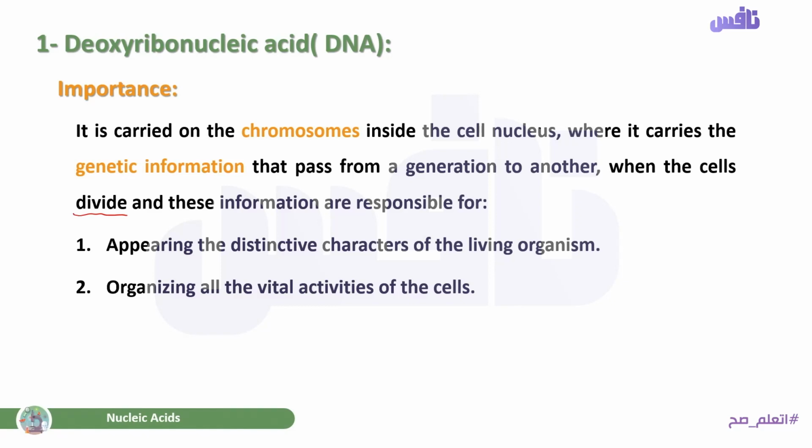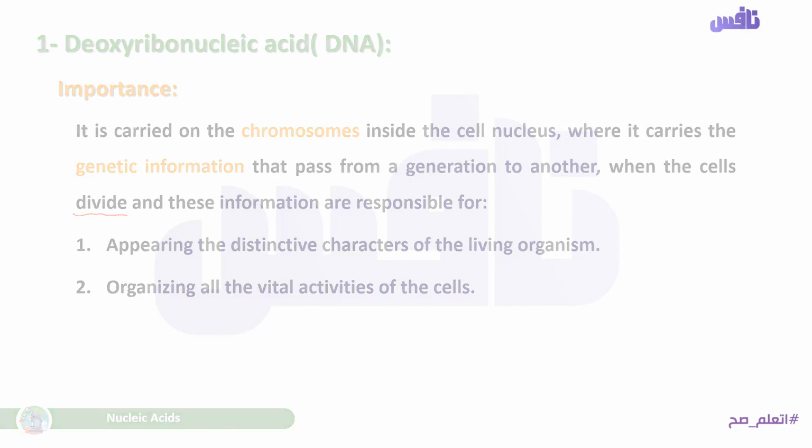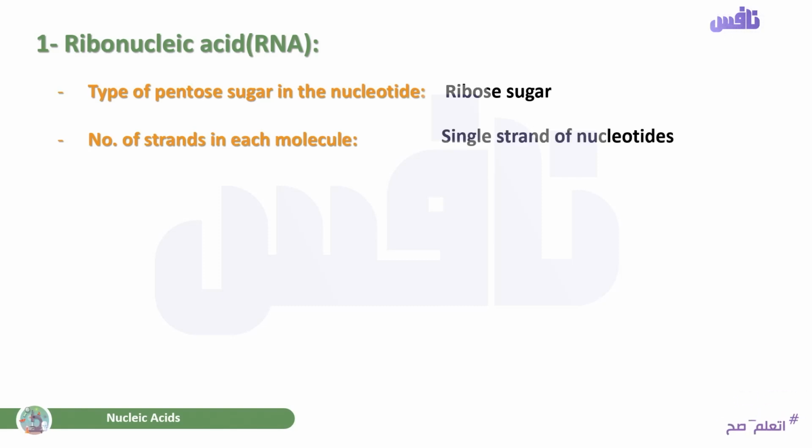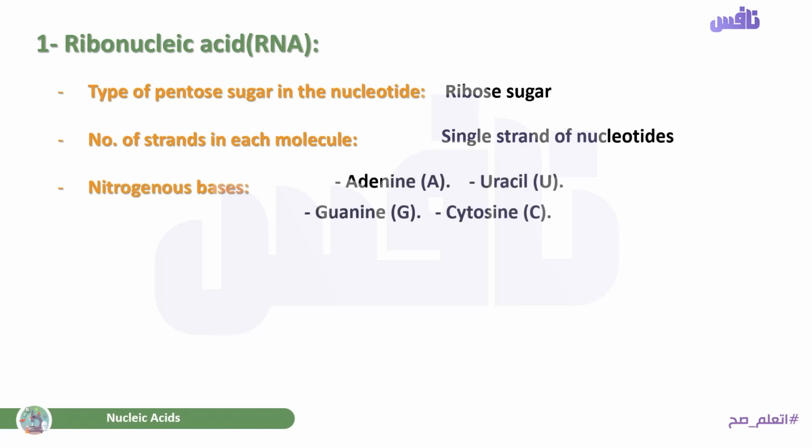And now we learned everything about DNA or deoxyribonucleic acid. So the ribonucleic acid, RNA, what is the type of pentose sugar in the nucleotide? It's a ribose sugar. And what's the number of strands in each molecule? A single strand of nucleotides. And what are the nitrogenous bases? Adenine, uracil, guanine, and cytosine. And uracil is the different one from the DNA.